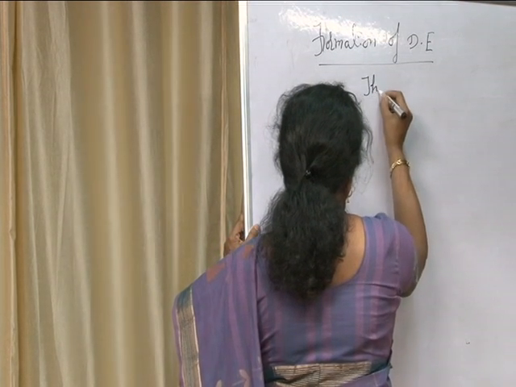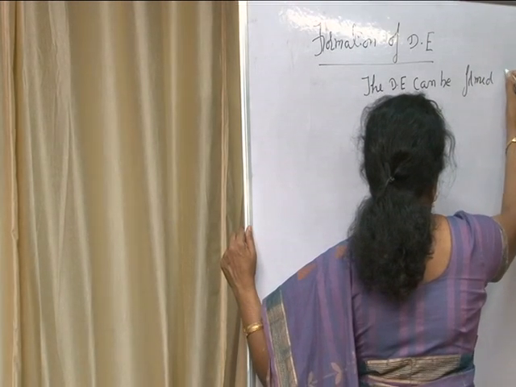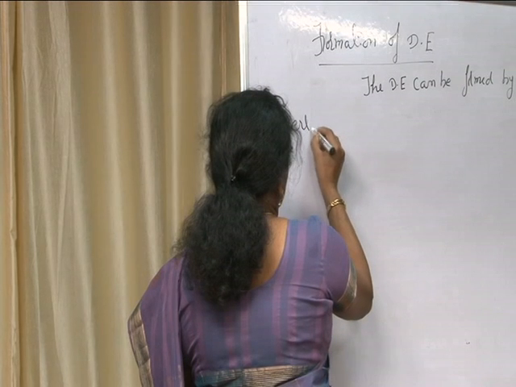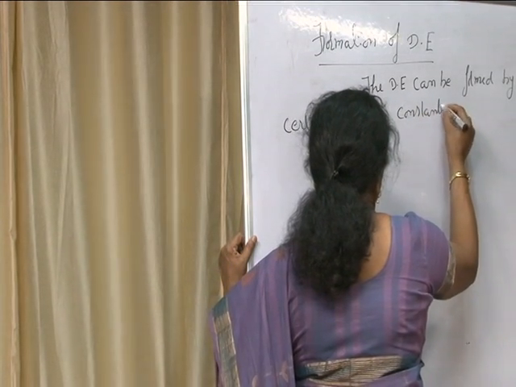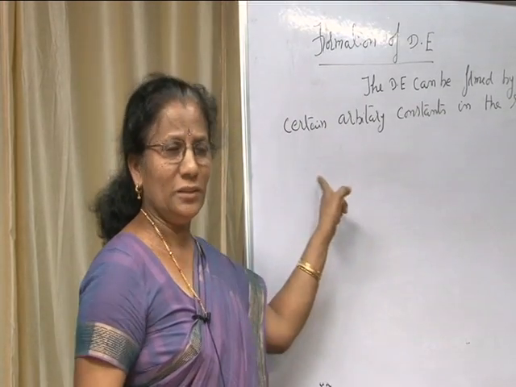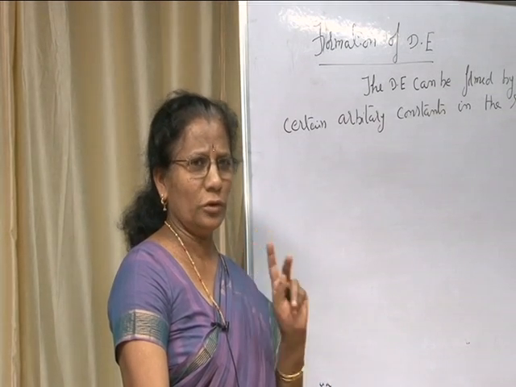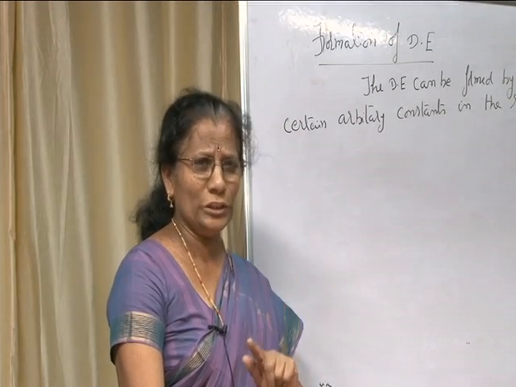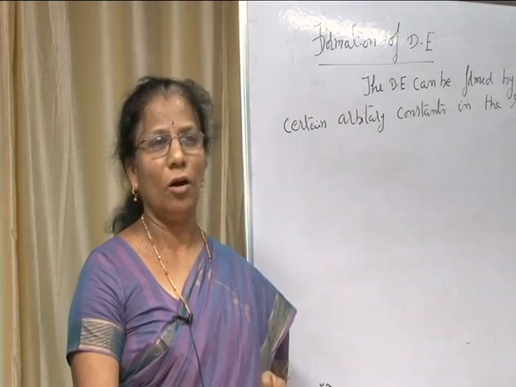The differential equation can be formed by eliminating certain arbitrary constants in the relation. So, that means by differentiation we are going to eliminate the arbitrary constant. In a differential equation, dy by dx or a derivative must be present. Derivative must be present means we have to differentiate. Why are we going to differentiate? To eliminate the certain arbitrary constant. While doing problems we will easily understand how to eliminate the arbitrary constants.